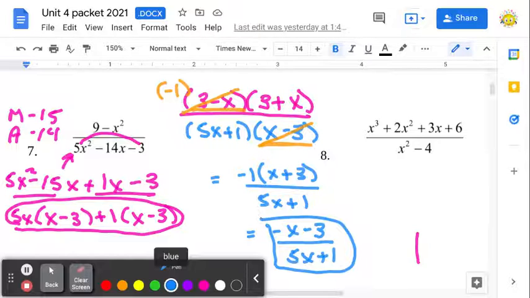Now I'm going to pause this. See if you can do problem 8 on your own. The top is a grouping, the bottom is difference of perfect squares.